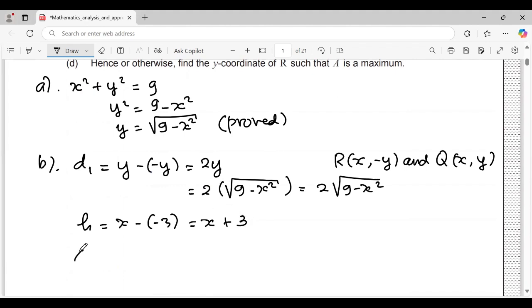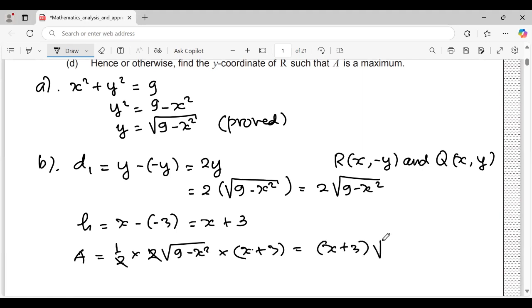So the area equals 1/2 times base times height. This is base, and this is height. Base is 2 square root 9 minus x squared, and the height is x plus 3. So the area is 1/2 times 2, which is 1, times x plus 3 times square root 9 minus x squared.